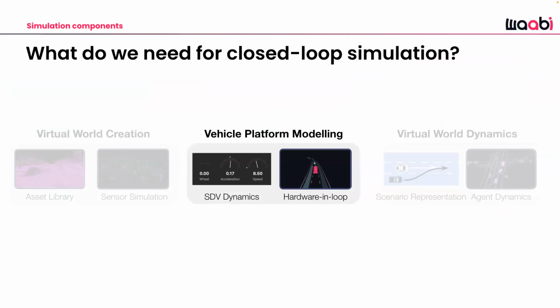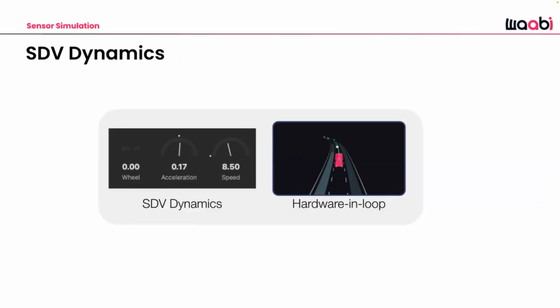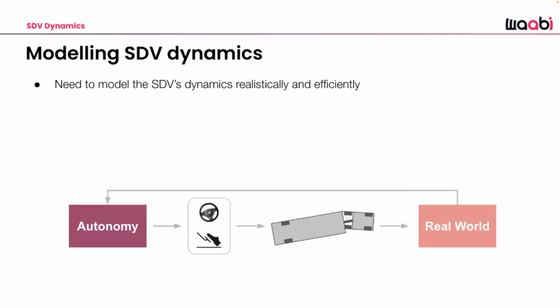Right. And then the last section of this tutorial session, I'll be talking about vehicle platform modeling. This includes the dynamics of the self-driving vehicle, as well as hardware in the loop simulation. So now I'll talk about the SDV dynamics. Let's recall quickly that we have an autonomy system. It will output actuations given the sensor data of the scene. This includes, say, steering and acceleration. But then you need a model that says, given this and the SDV's current position, what is the new position and state of the SDV?